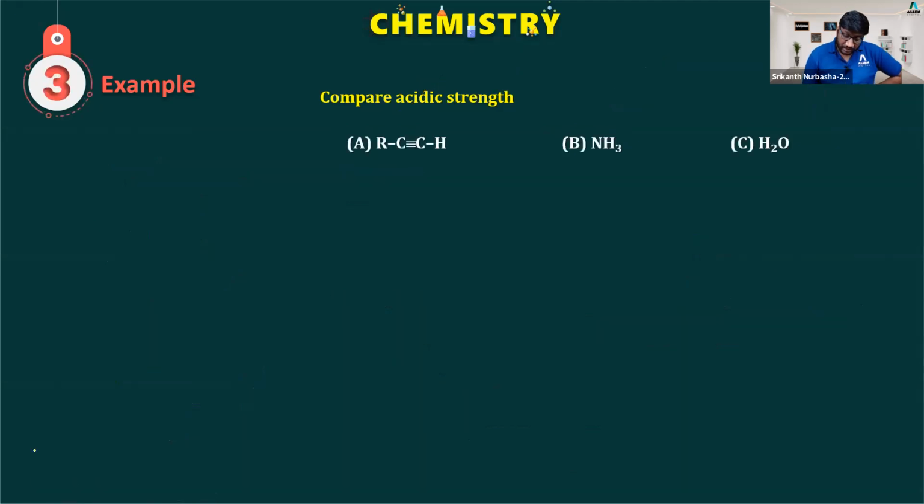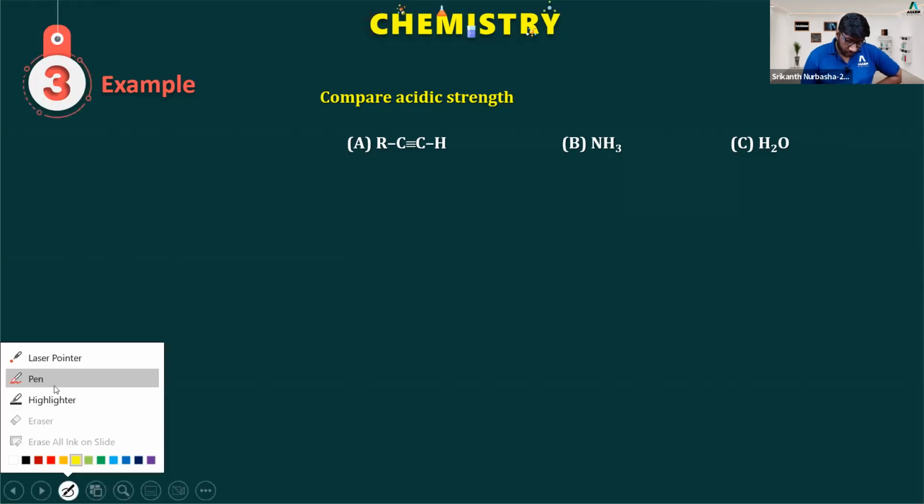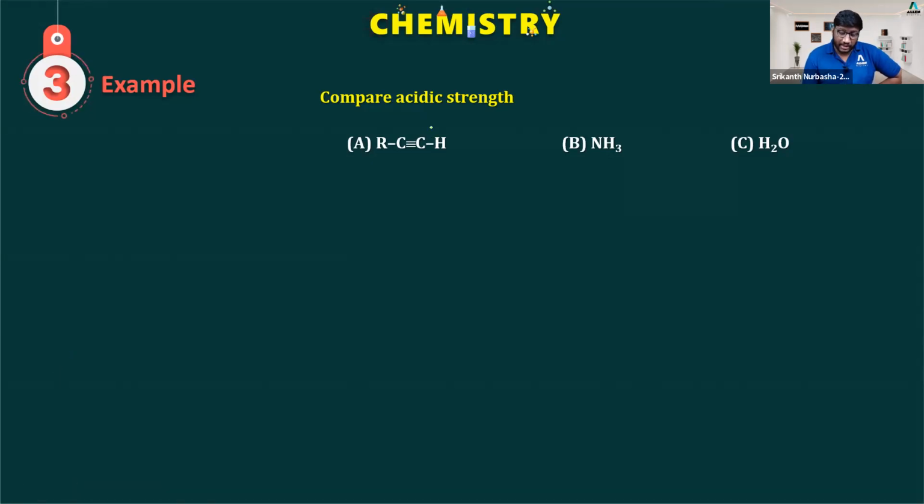Compare acidic strength in this case: R-C≡CH, NH3, H2O. This is an sp hybridized carbon. This is nitrogen. Loss of H+ will produce R-C≡C minus. Loss of H+ will produce NH2 minus. Loss of H+ will produce OH minus. H2O produces OH minus, NH3 produces NH2 minus, R-C≡CH produces R-C≡C minus.